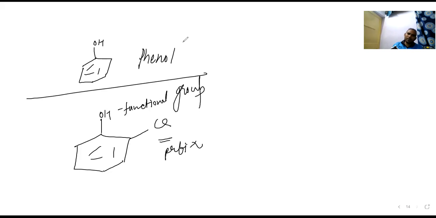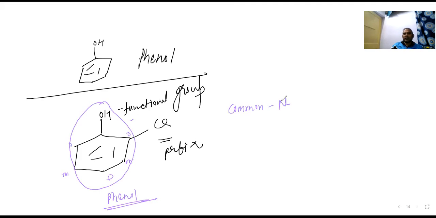So what will happen if you are writing the name of this compound? You already know this is phenol. This position is ortho, this is ortho, this is meta, this is meta, this is para. Sometimes they ask for the common name, so I am teaching you the common name. So what will be the common name? Orthochlorophenol.